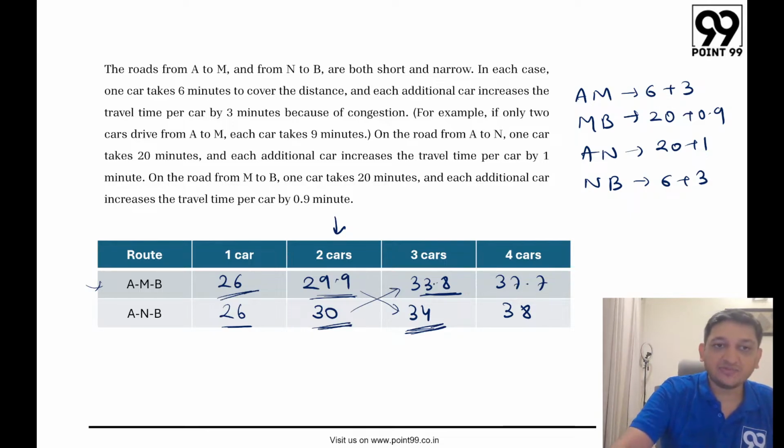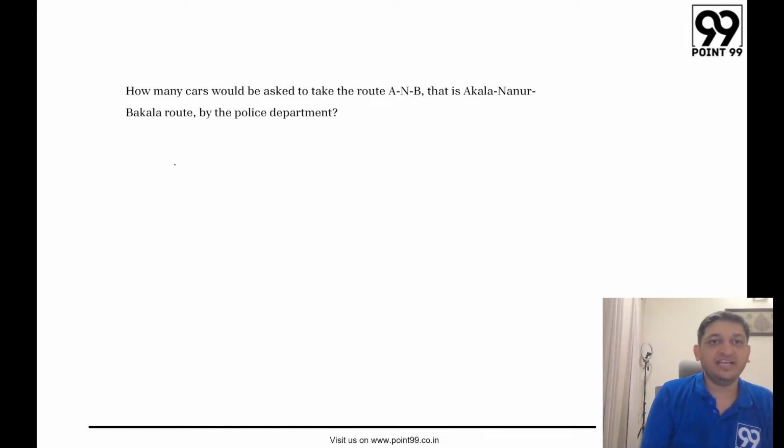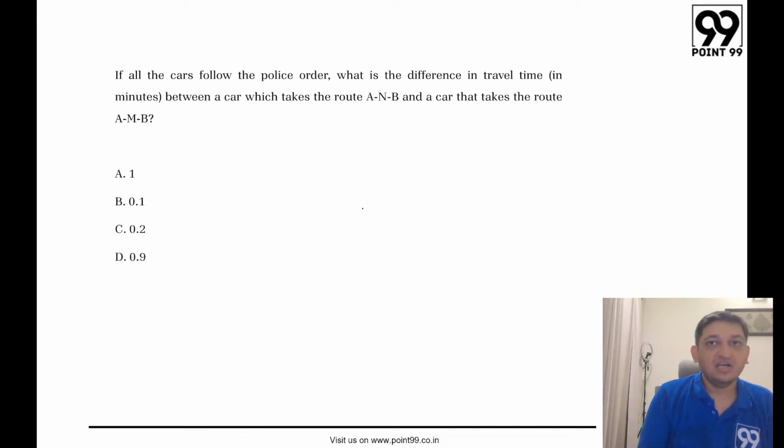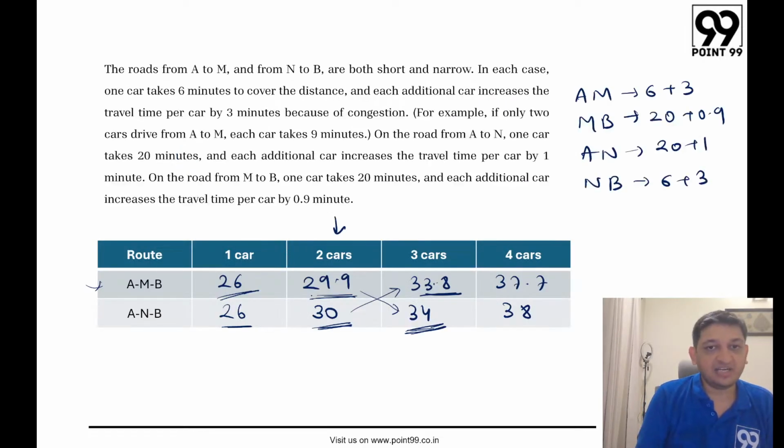ठीक है? So two cars from A and B and two cars from A and B. So इसका answer becomes two. A and B, how many cars will go? Two cars will go. And this question, what is the difference in travel time it takes for a car to go from A and B compared to a car to go from A and B? तो यहाँ पे लग रहा है 29.9, यहाँ पे लग रहा है 30, तो the difference is 0.1.